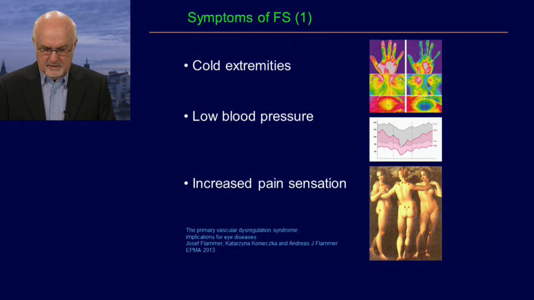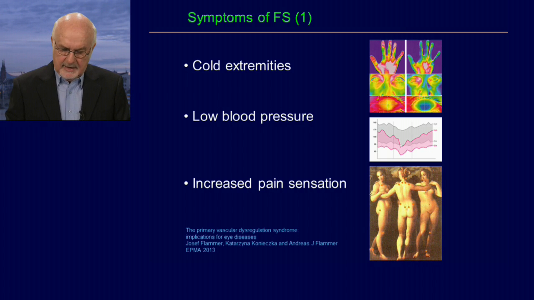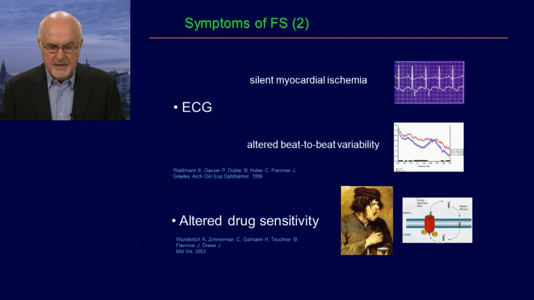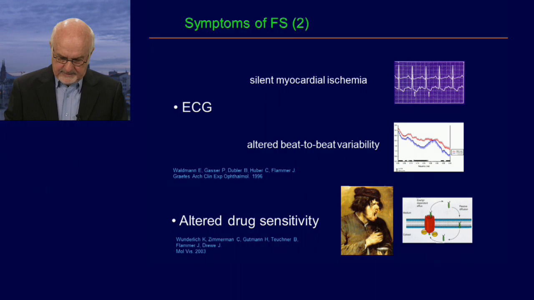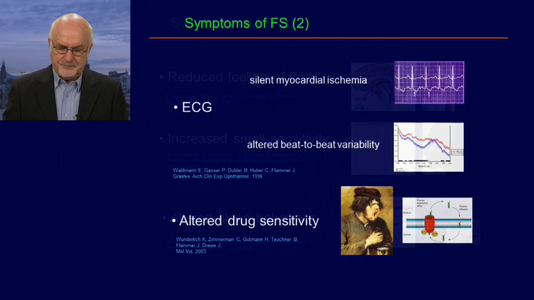Now, quickly, some symptoms of FS. They often have cold hands, also feet, low blood pressure, increased pain sensation, silent myocardial ischemia, particularly at night, altered beat-to-beat variation as an indication of the participation of the autonomic nervous system, altered drug sensitivity due to altered expression of ABC transport protein, which also transports drugs.